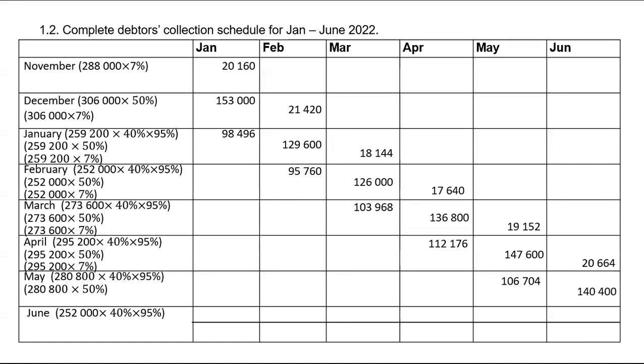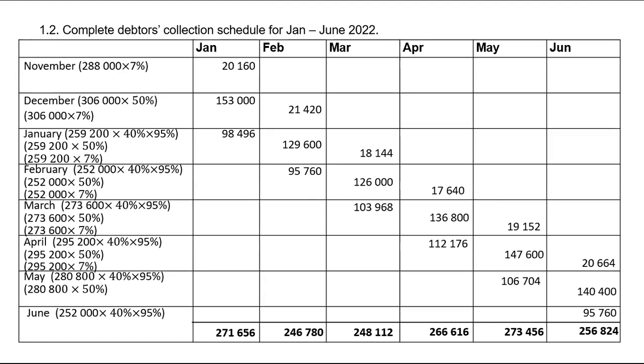And for June, only the June one will be collected in June. 50% of 252 will be collected in July, and July is not within our budget period, and August is also not within our budget period. Total them out. This is what you will get as the total collections for that specific month.